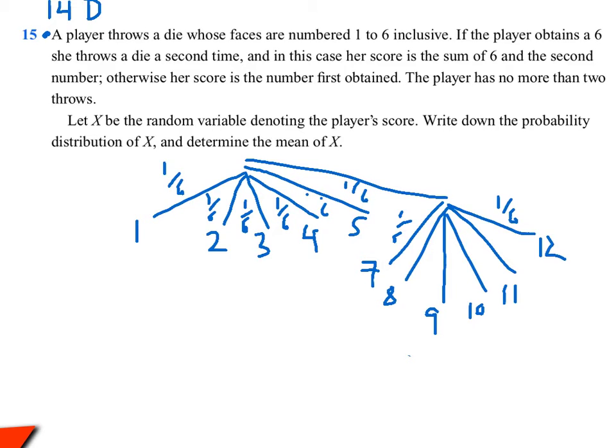Which means the probability for each of these endpoints here will be 1/6 times 1/6, which makes 1 over 36. So each one of these will have a probability of 1 out of 36. So now we know what the probability distribution looks like, because we have 11 possible outcomes. The probability for these first 5 is 1 out of 6. The probability for these last 6 is 1 out of 36.